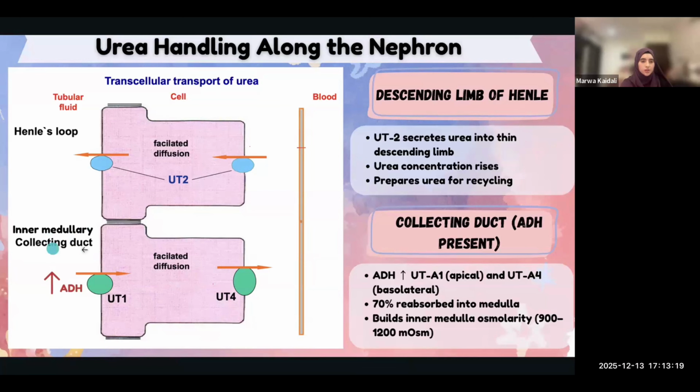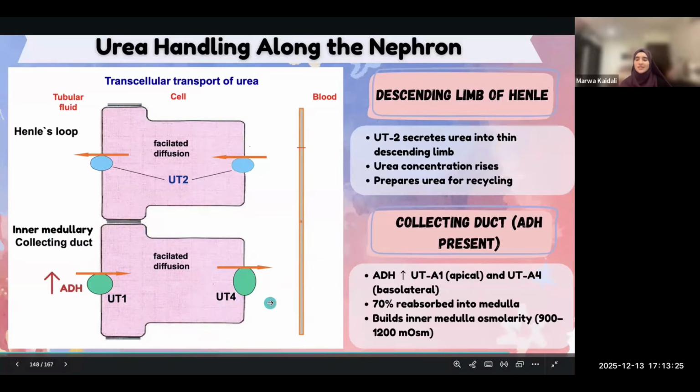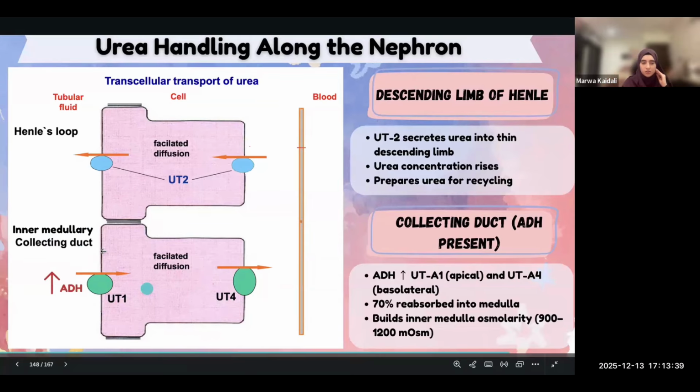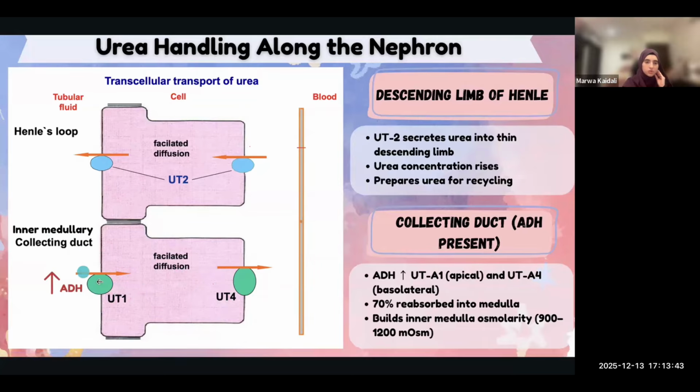Then in the inner medullary collecting duct, we're going to have urea reabsorption through the UT1 and UT4 transporters. I wouldn't say you need to know these transporter numbers because it's not that high yield, honestly. But I just included them for completion's sake. As long as you know urea transporter UT, you'll be good. And as I mentioned earlier, this part is going to be controlled by ADH. ADH is going to increase this urea reabsorption that will occur in the inner medullary collecting ducts.